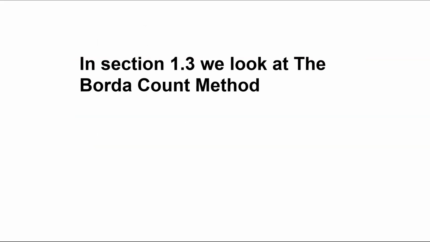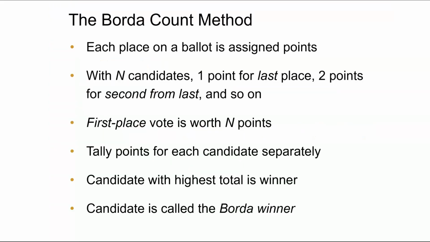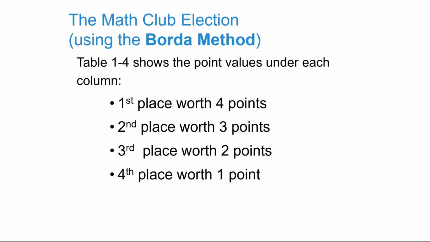We're going to cover one more section in this video, the Borda count method. In the Borda count method, each place on a ballot is assigned a point value. So 1 point goes to the last place and it goes all the way up until the first place gets the most points. Then you tally the points for each candidate separately, and the candidate with the highest total is the winner, and we call that the Borda winner. So let's do the math club example with the Borda method. Because we have 4 candidates, the highest number of points will be 4 points for first place, and then it goes down from there.